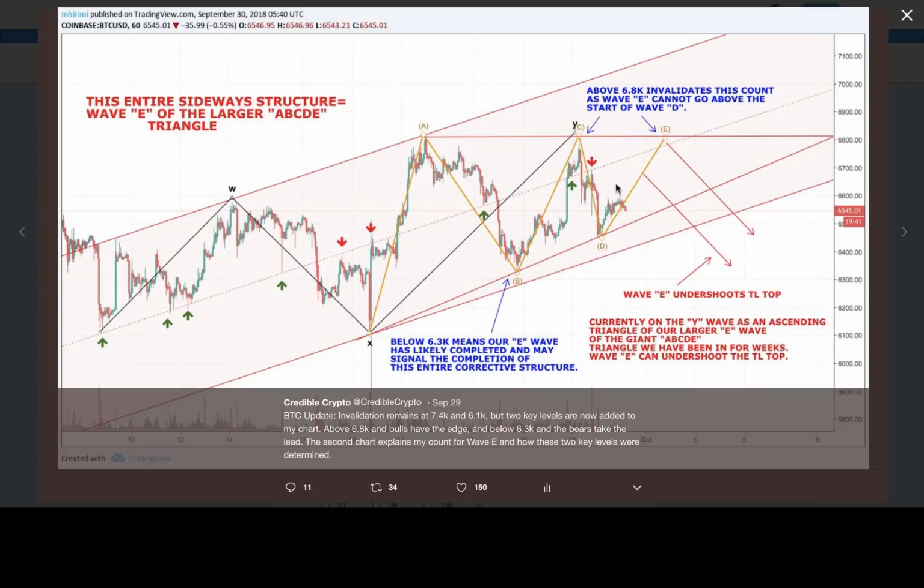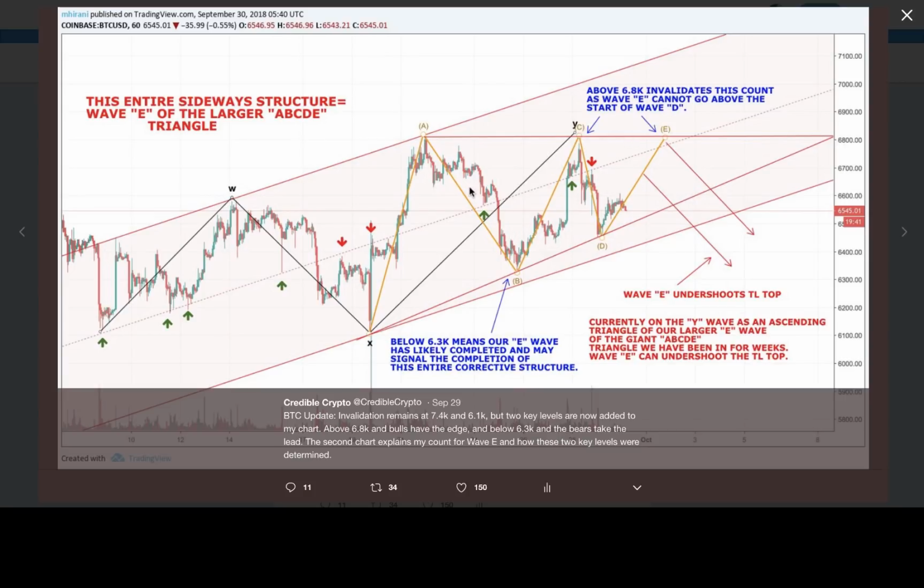The other thing is that whenever we have complex corrections like this, triangles cannot be leading. They cannot be the first wave in a complex correction. They can be the middle wave, and they can be the final wave. So this also played along with the idea that we were seeing a complex correction ending with this Y wave, and then we'd see our move down.